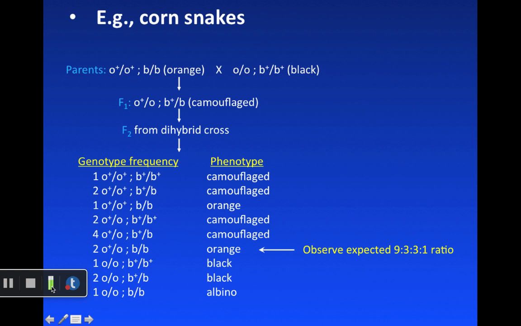And again, what does this tell us? Well, this ratio tells us that these 2 genes, in this case the O and the B, act independently of each other. They really don't interact much at all. I mean, they both play a role in skin coloration, but again, they both act independently of each other.